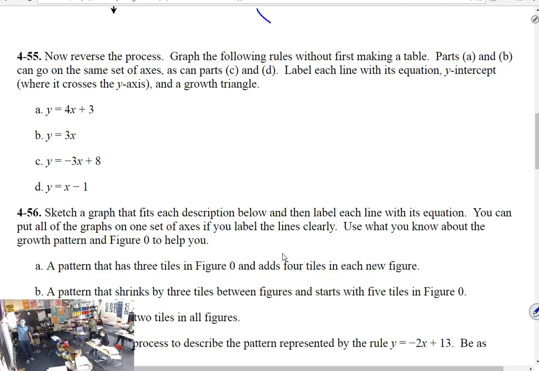We talked about the standard form of the equation, being y equals mx plus b.